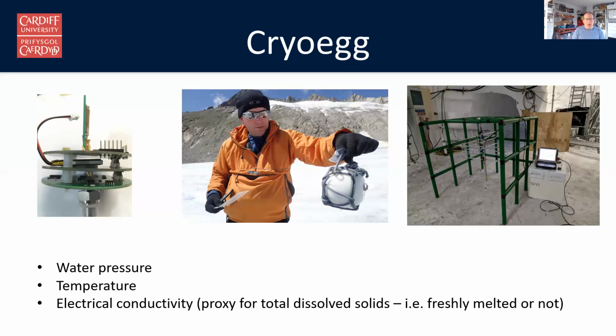Temperature is fairly obvious. Electrical conductivity is essentially a proxy for total dissolved solids, and the meltwater, freshly melted meltwater, is almost completely pure. It's almost lab grade in many cases. And so it has a very low conductivity, but as it picks up minerals from sitting around on the bottom of the glacier, then the electrical conductivity increases. So we can see when Cryoegg is in water that's freshly melted or that's been hanging around for a long time.